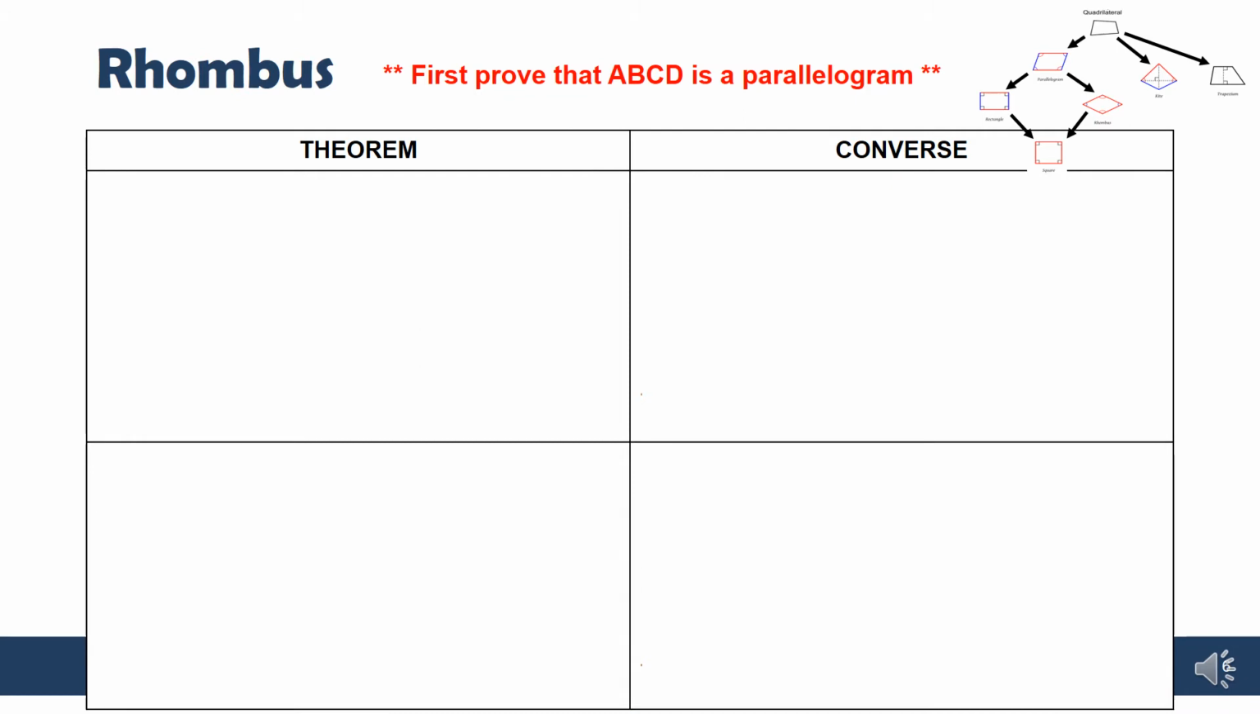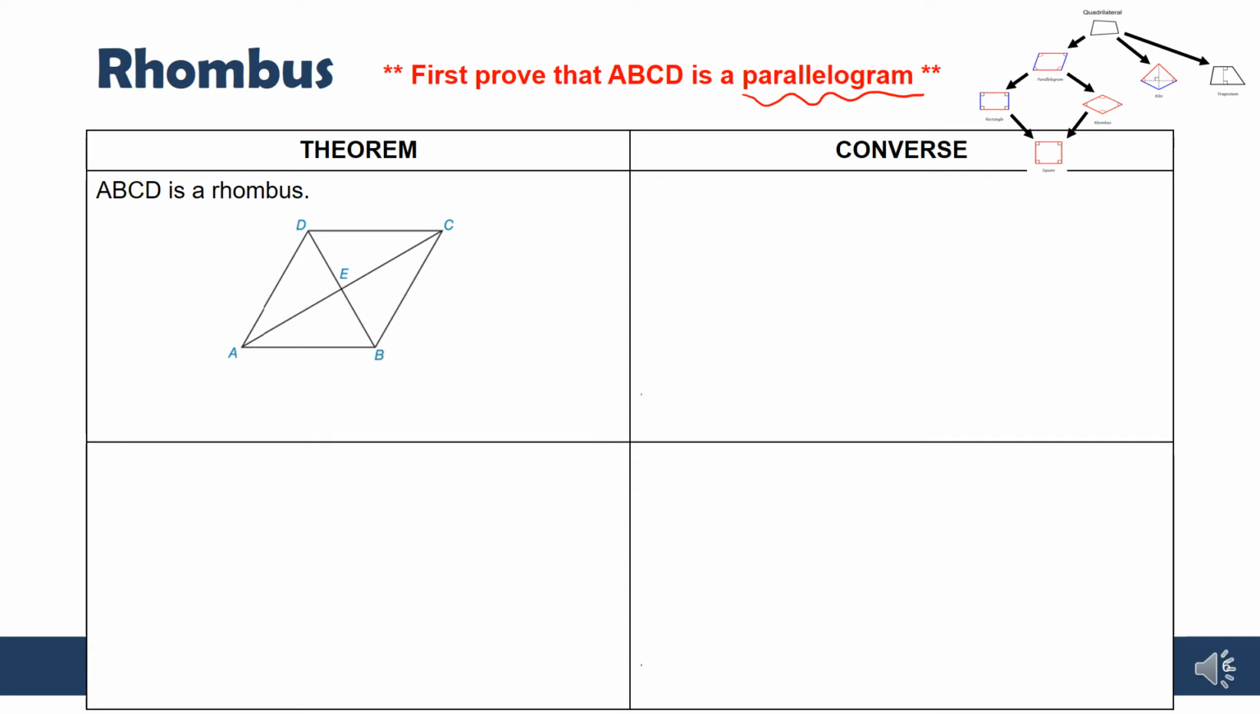Now, proving that the shape is a rhombus. Again, rhombus comes below parallelogram, so you first have to prove that ABCD is a parallelogram.